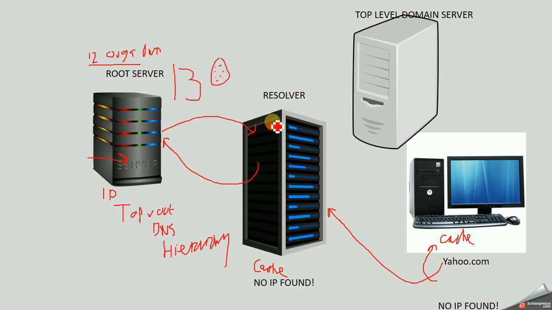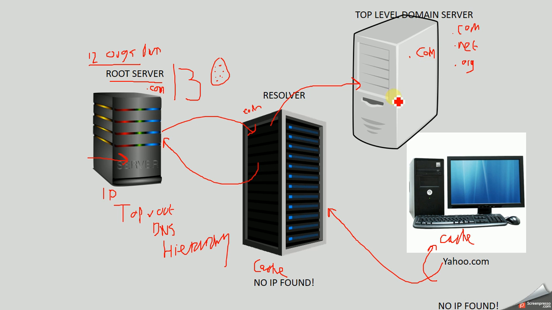So the resolver then goes to this guy and goes, hey, do you know the yahoo.com IP address? Now the top level domain server is responsible for, if you remember in the previous video, top level domains like .com, .net, .org, .uk. Now in this case it's yahoo.com, so the root server knows it's a .com. It says to the resolver, hey resolver, it's a .com, so go and see the name server who's in charge of .coms.